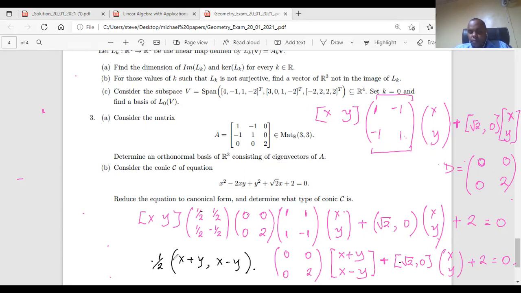Then it will be 0, 0, 0, 4. No, this is already multiplied. So the only thing that's going to change is this part. This has 4 parts, like the first part. Yes. So 2 times square root of 2. So it's going to be 2 root 2 and the 4. Okay.